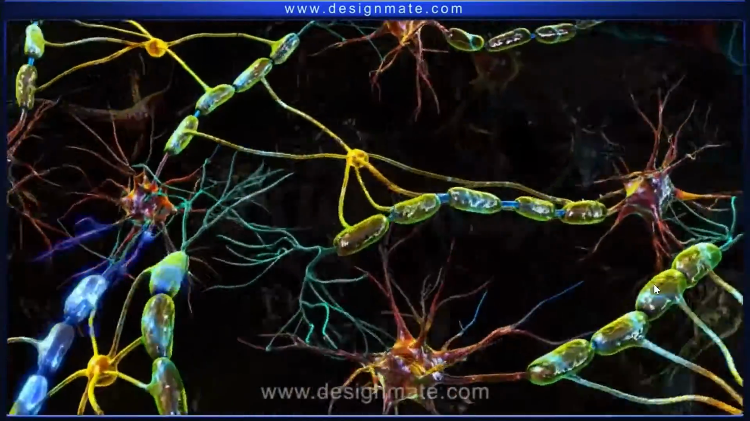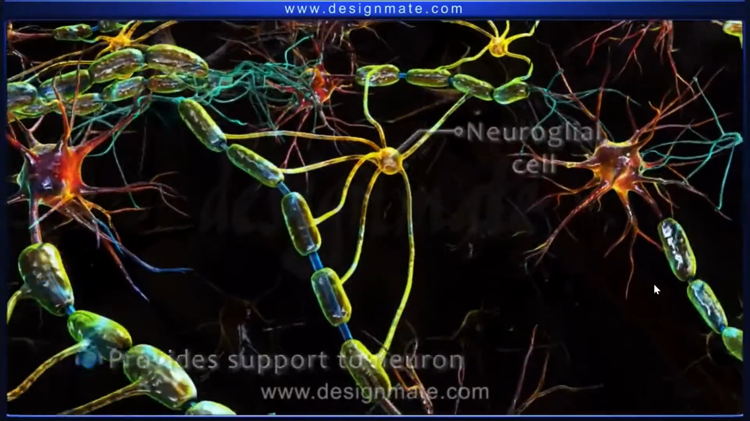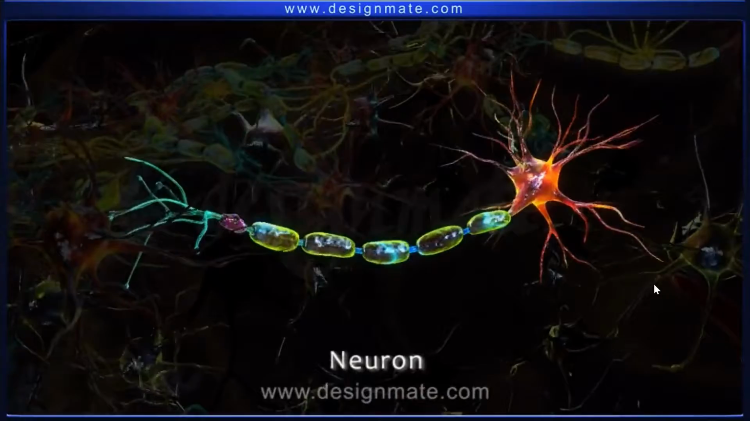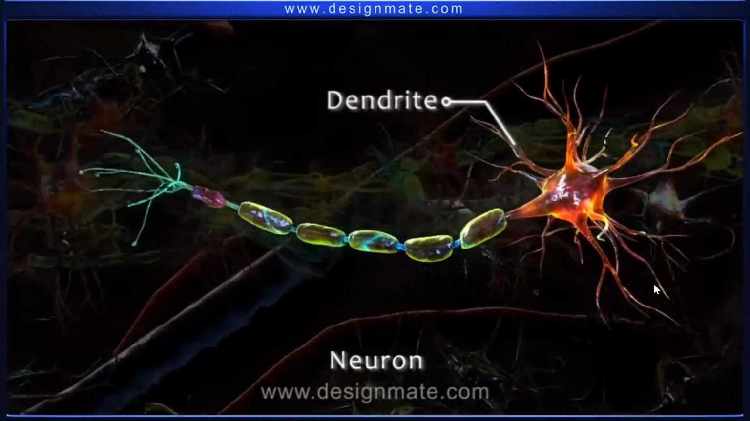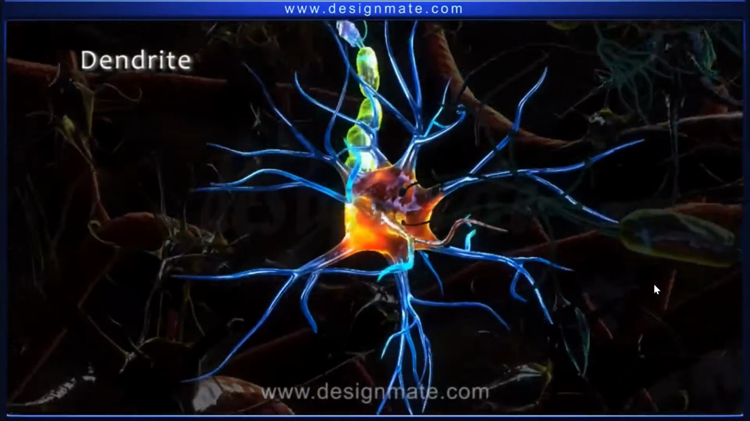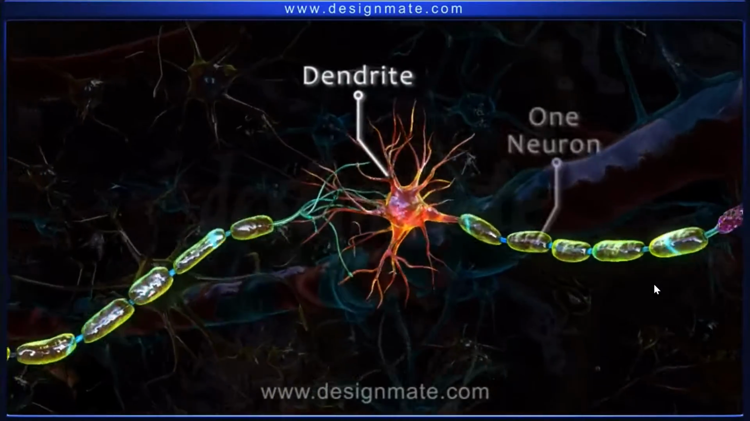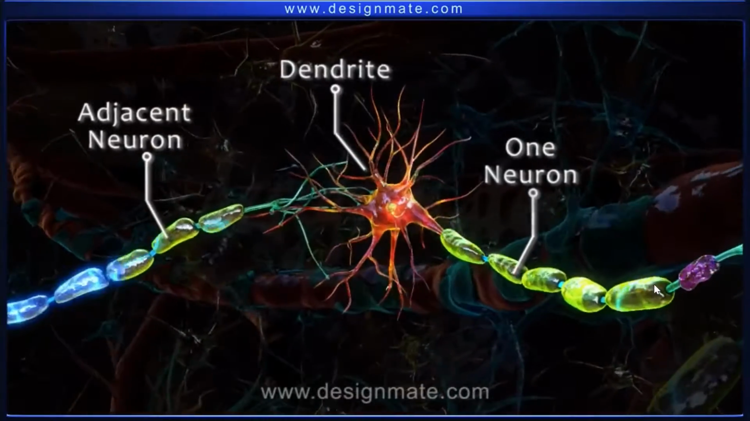The other type of cell present is the neuroglial cell, which helps in providing support to the neuron. Let us now study the structure of a neuron. It has three parts: an axon, a cell body, and dendrites. Dendrites are the short, branched cellular extensions of the cell body. They connect the neuron to the other surrounding neurons and receive signals in the form of impulses.